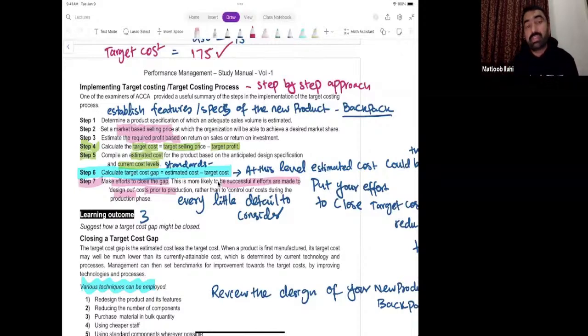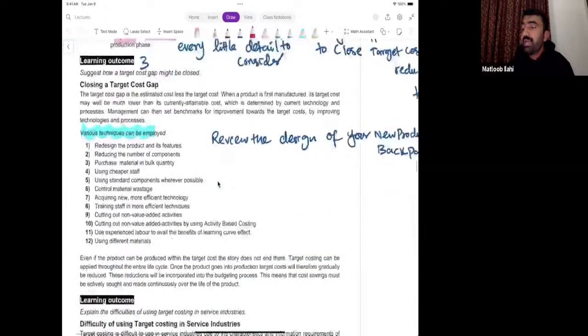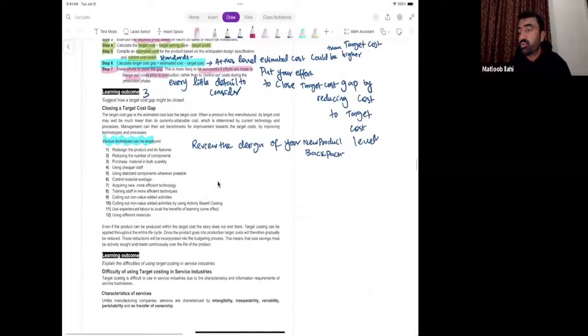And for this, step number 7 involves closing the target cost gap. So here we take initiatives, different steps, different actions in order to reduce the cost to the target cost level. So this is called the target costing process. I hope you have understood all this. Next, there are different methods of closing a target cost gap. I have already discussed them, and you can go through this one.